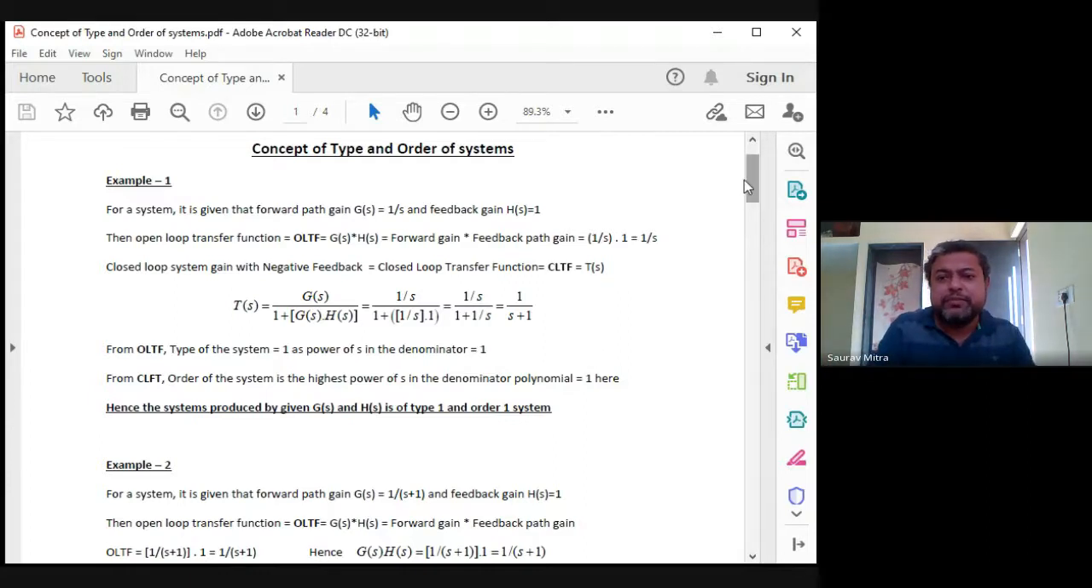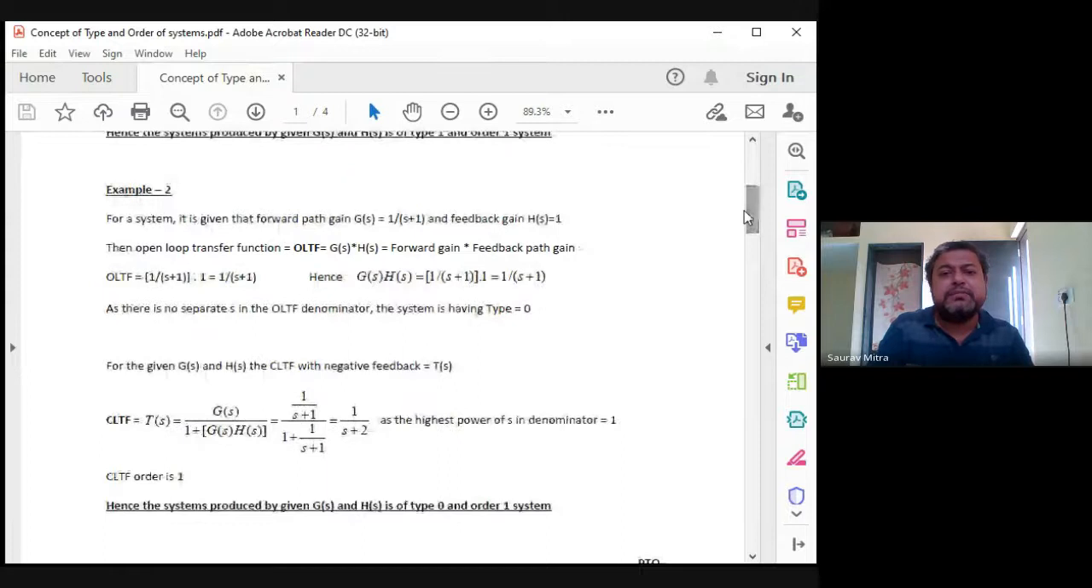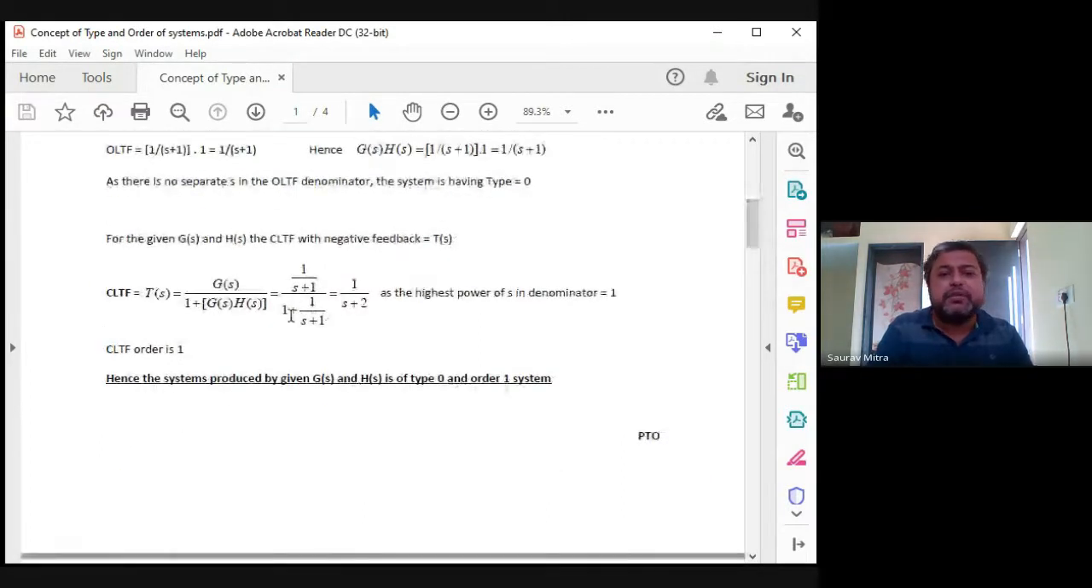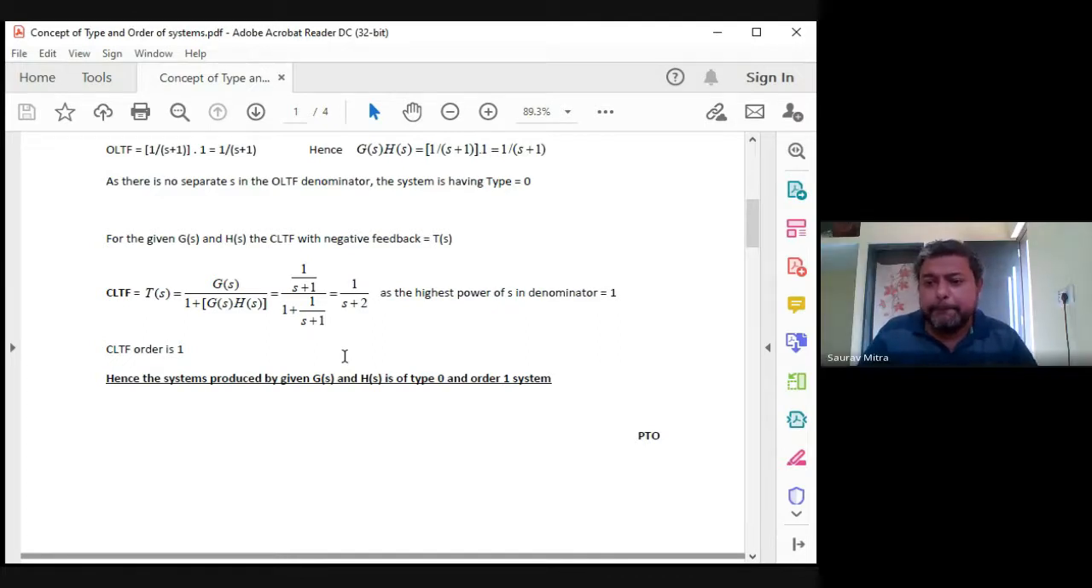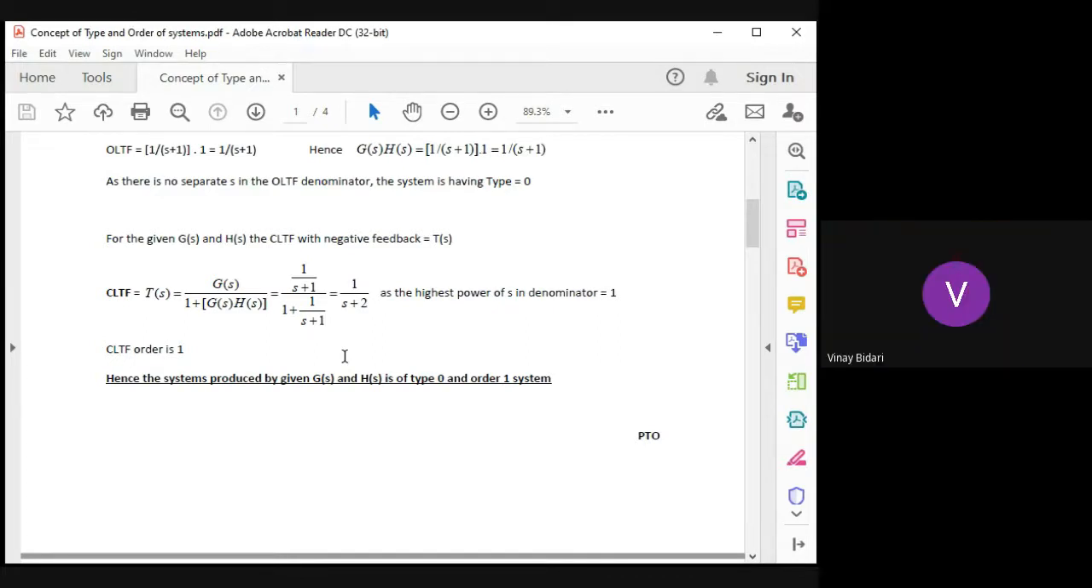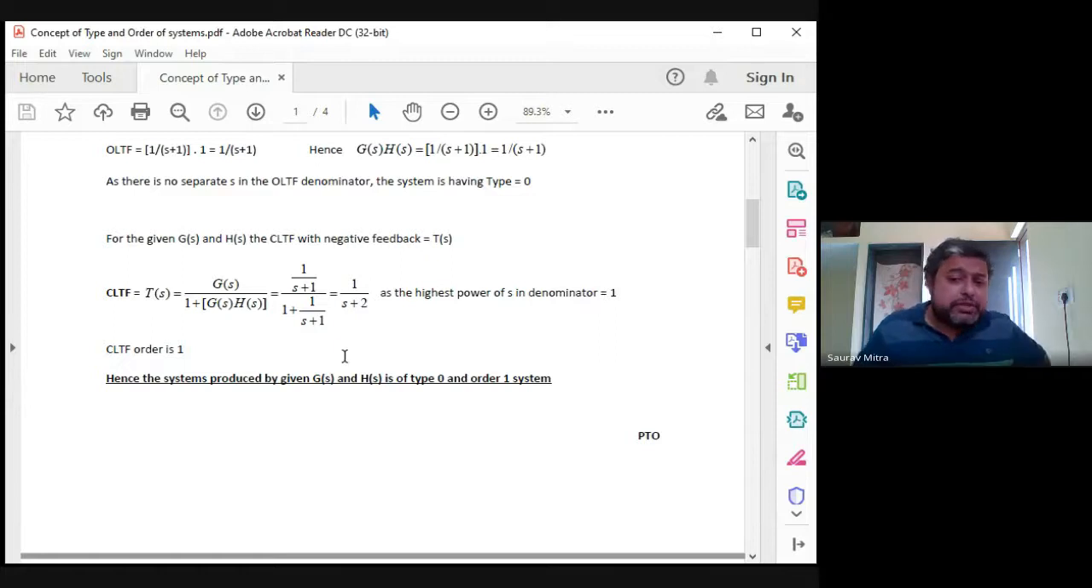Now look at the second system. What is the second system? The second system is 1 by s plus 1 and so on. What is the characteristic equation of the closed loop system? s plus 2 equal to 0. Where is the pole? s equal to minus 2. Very good. Which system is more stable?